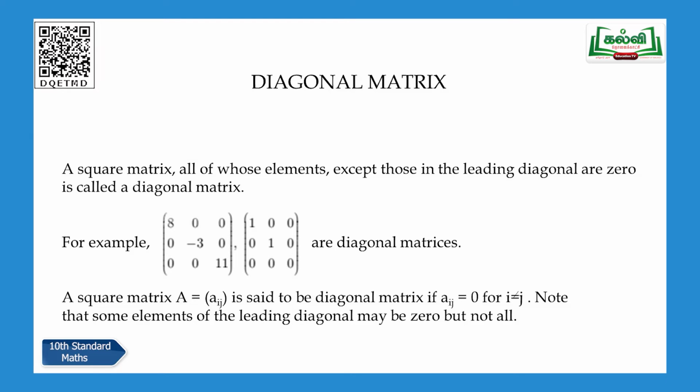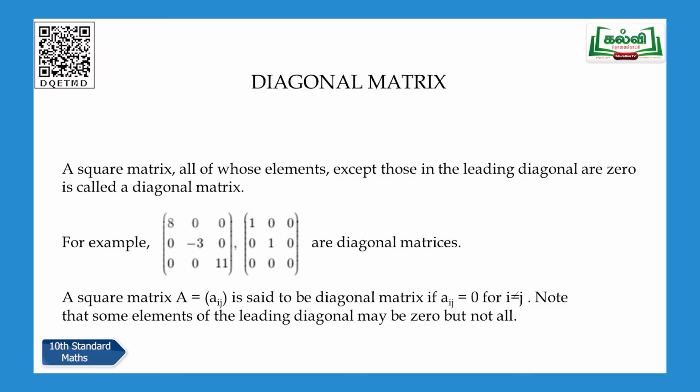Next comes the diagonal matrix. So what do you mean by diagonal? As I told you again, it is something connected with the diagonal. What is a square matrix? If you have a square matrix, all of whose elements except those in the leading diagonal are 0, it is called a diagonal matrix. So, in the diagonal we will have the numbers, and the other elements are zeros. Then it is known as a diagonal matrix. In a square matrix, all of whose elements except those in the leading diagonal are 0 is called a diagonal matrix.